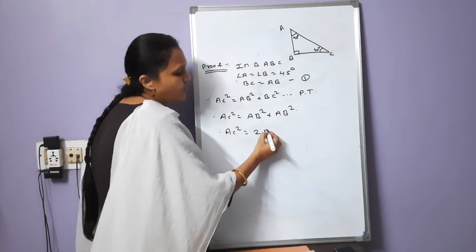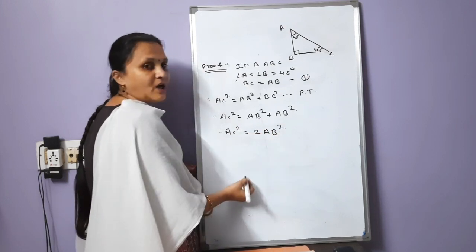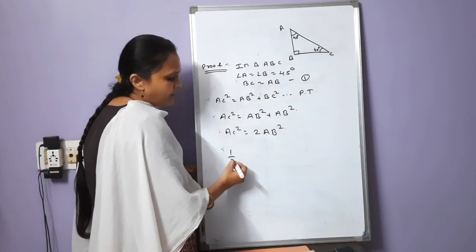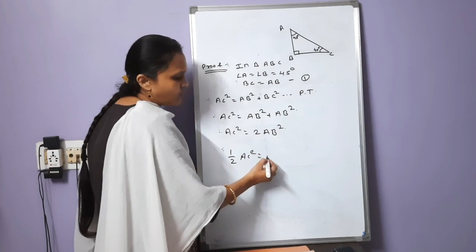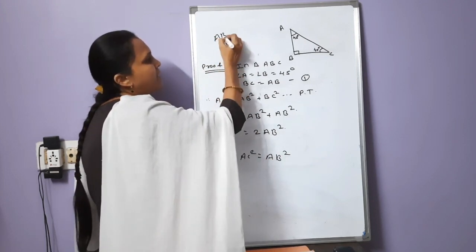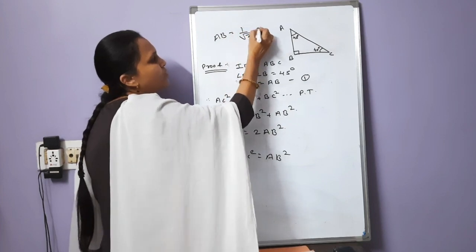That is the 2AB square. Now we have to move this to this side. So what will you get? That is 1 by 2 AC square equals the AB square. Now here, what we have to prove? We want to prove either AB equals 1 by root 2 AC.